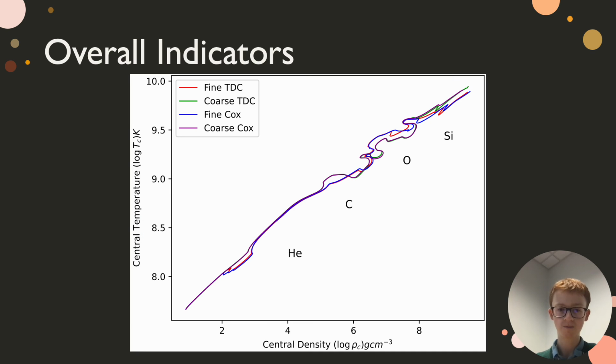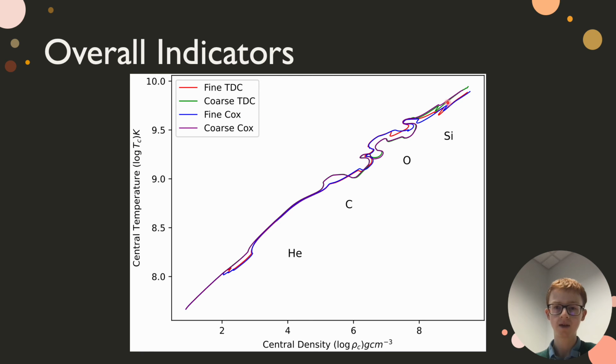Now, findings-wise, there were some overall indicators which I looked at. You can see here that these lines track very nicely, but over time they get further and further away, and in fact they get into these two groups. Fine signifies short time stepping, so that's a high resolution model. Coarse, the opposite, low resolution. TDC is time dependent convection, and Cox is just mixing length theory.